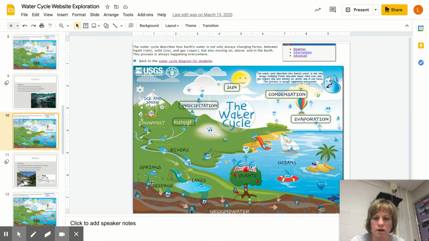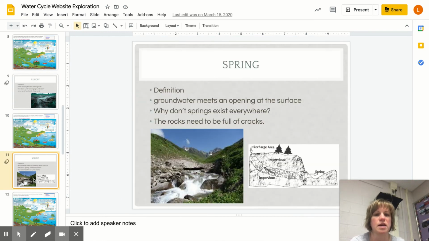That little water drops coming right out of the ground. And so a spring is when groundwater meets an opening at the surface. If you check out this picture, this is an example of spring water. Literally, that water would be flowing within rocks underground, and right here, you have this exit.